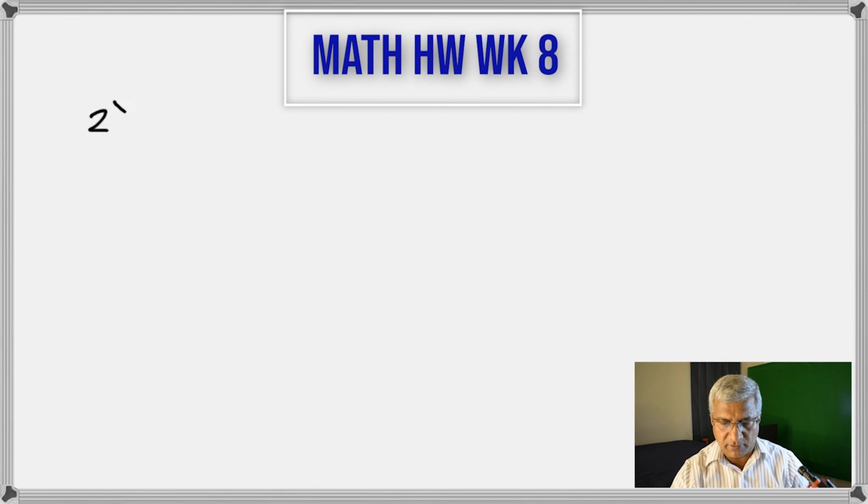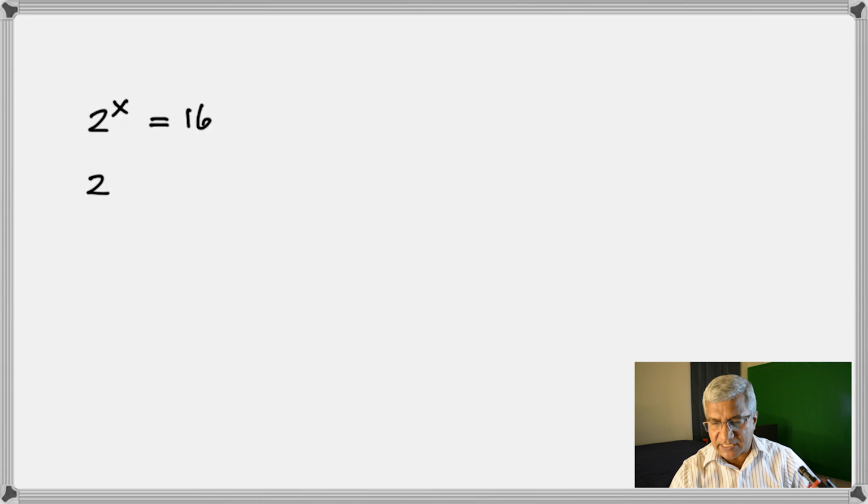Here is number 1. 2 raised to x is equal to 16, or 2 to the power x is equal to 16. So what we are trying to do is write 16 with base 2. And you know, 16 can be written as 2 raised to 4, because 2 times 2 times 2 times 2, that's 4 times, would be 16.